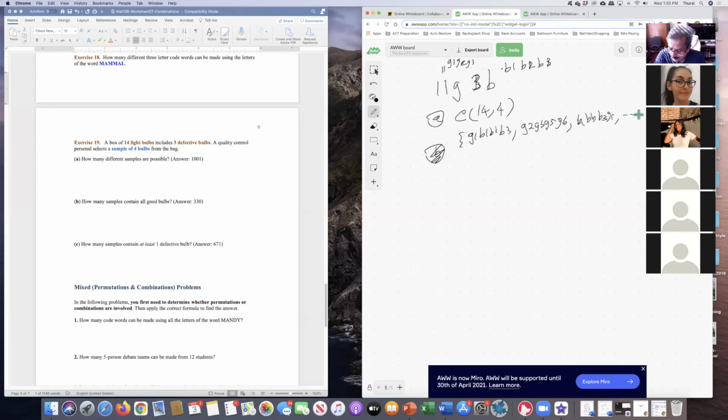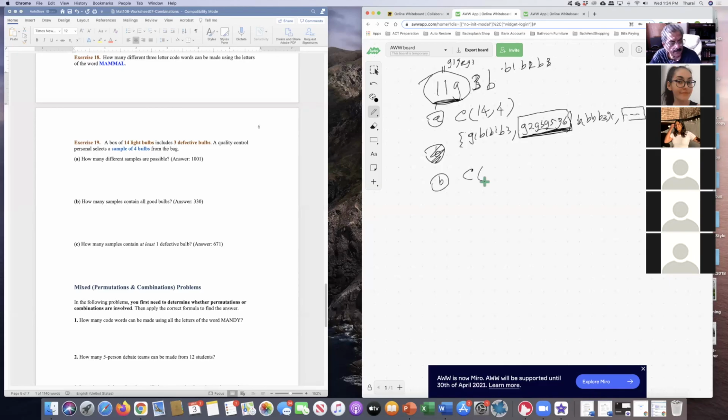The second part says, how many samples contain all good bulbs? That means we have to count the ones that have all G's. There may be another one with all G's, and I need to count how many of those there are. Isn't that the same as saying how many ways are there to get 4 bulbs from all of the 11 good ones, right? They all have to come from the 11 good ones. So that's how you count that.